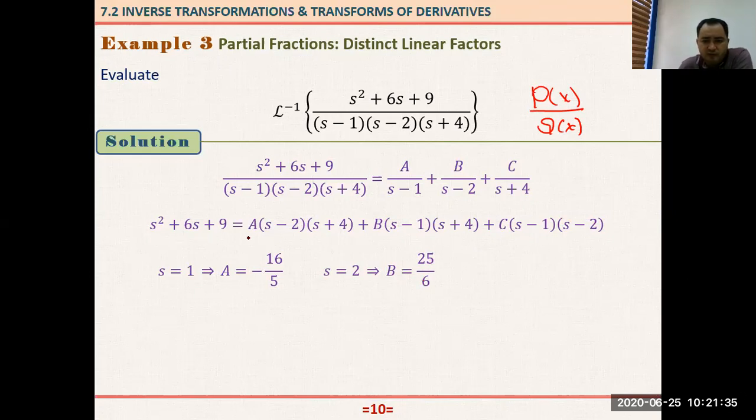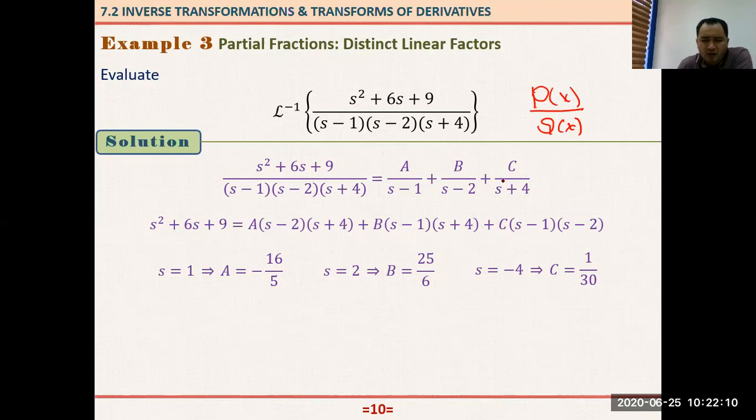Okay, on the left hand side we have 25. Here we have 6 times b, so b equals 25 over 6. In a similar manner, if s equals negative 4, these two terms will disappear, right? Only the term which has c is left, so I can get the value of c. So if s equals negative 4, then c is equal to 1 over 30. That means I can decompose this in this way, where capital A equals negative 16 over 5, B equals 25 over 6, and C equals 1 over 30.